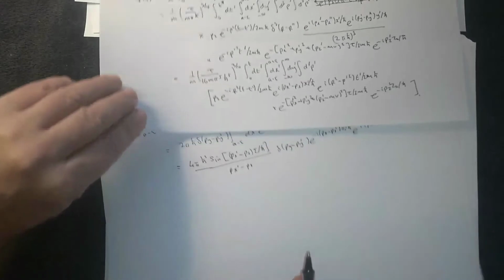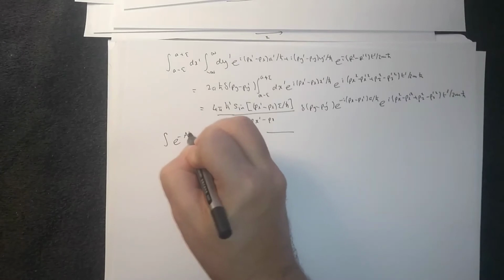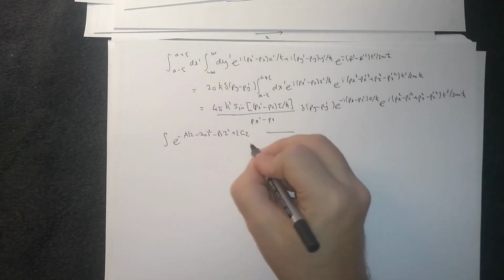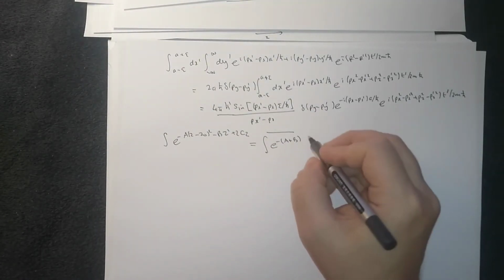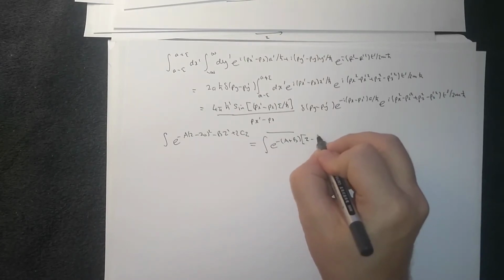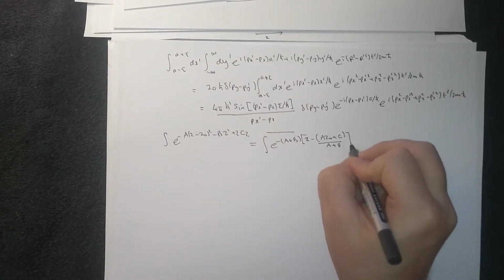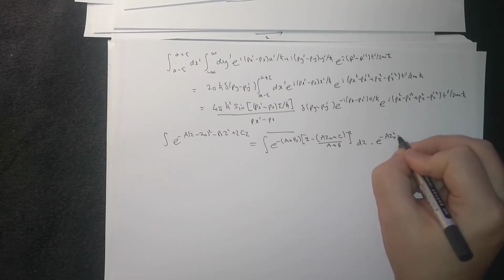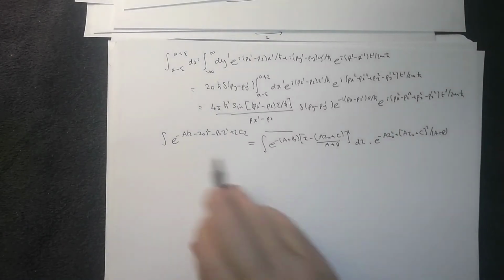Now we'll need to do the pz prime integral in this expression, and what will be useful is to notice that the integral of e to the minus a(z minus z naught) squared minus b z squared plus 2cz, that's the integral from minus infinity to infinity, equals the integral of e to the minus (a plus b) times (z minus (a z naught plus c) over (a plus b)) all squared dz, times the exponential e to the minus (a z naught squared plus a z naught plus c) all squared divided by (a plus b). So we do that by completing the square.